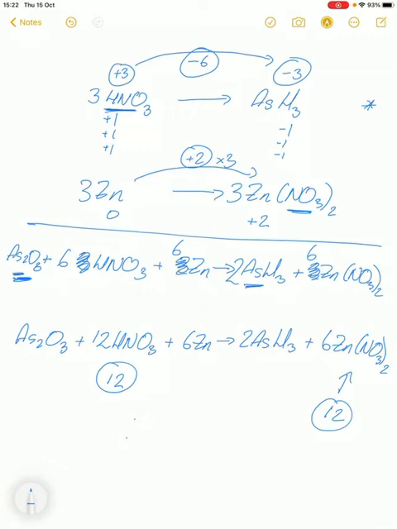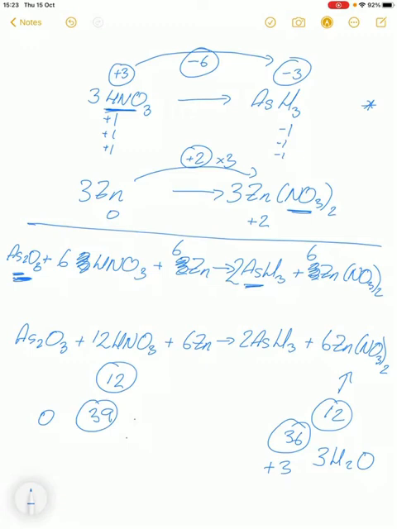Let's check the oxygens. We're going to need water, so let's check the oxygens now. 12, 24, 36, 37, 38. So I've got 39 on this side, and on the other side I've got 2 3s are 6, 6 6s are 36. So I need another 3 on this side, so I'm going to use water for that.